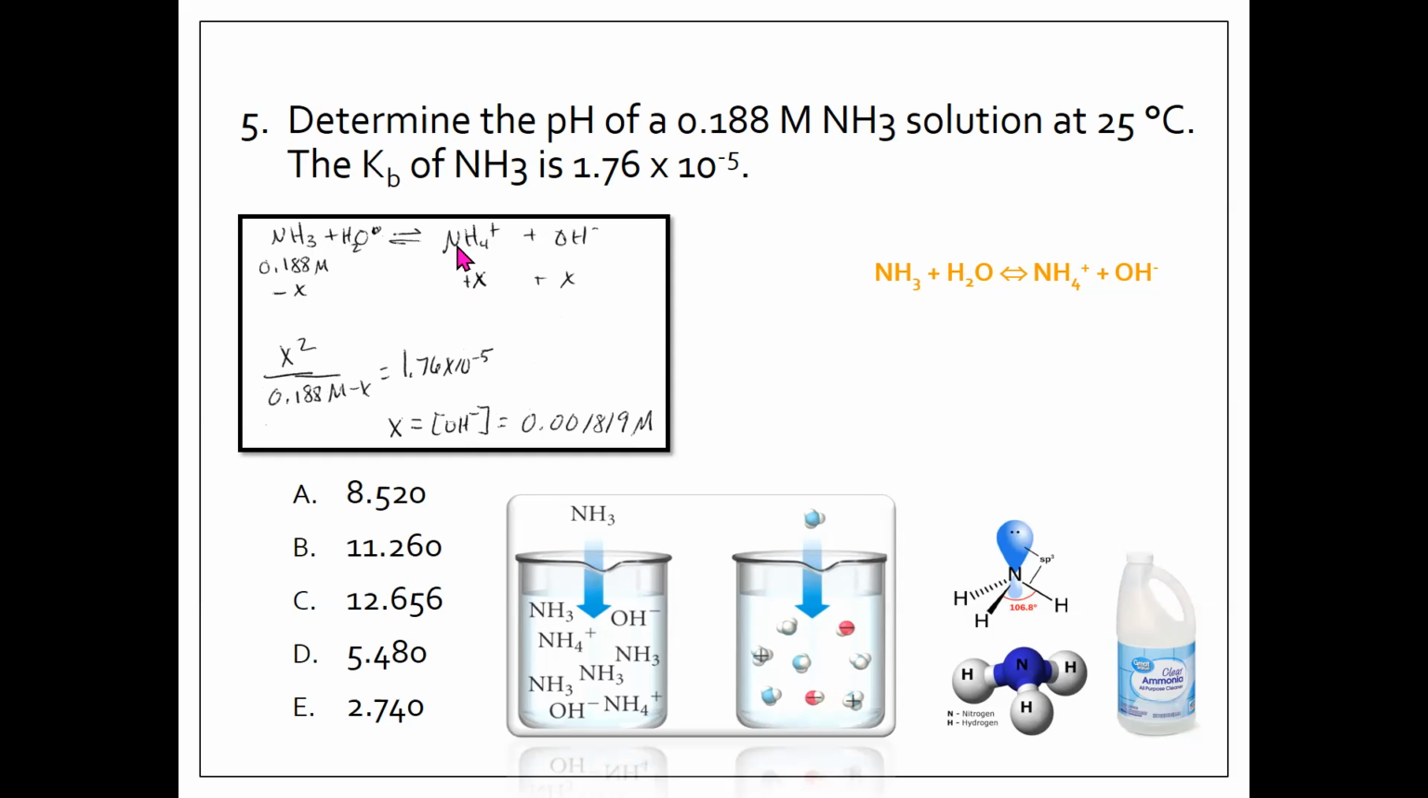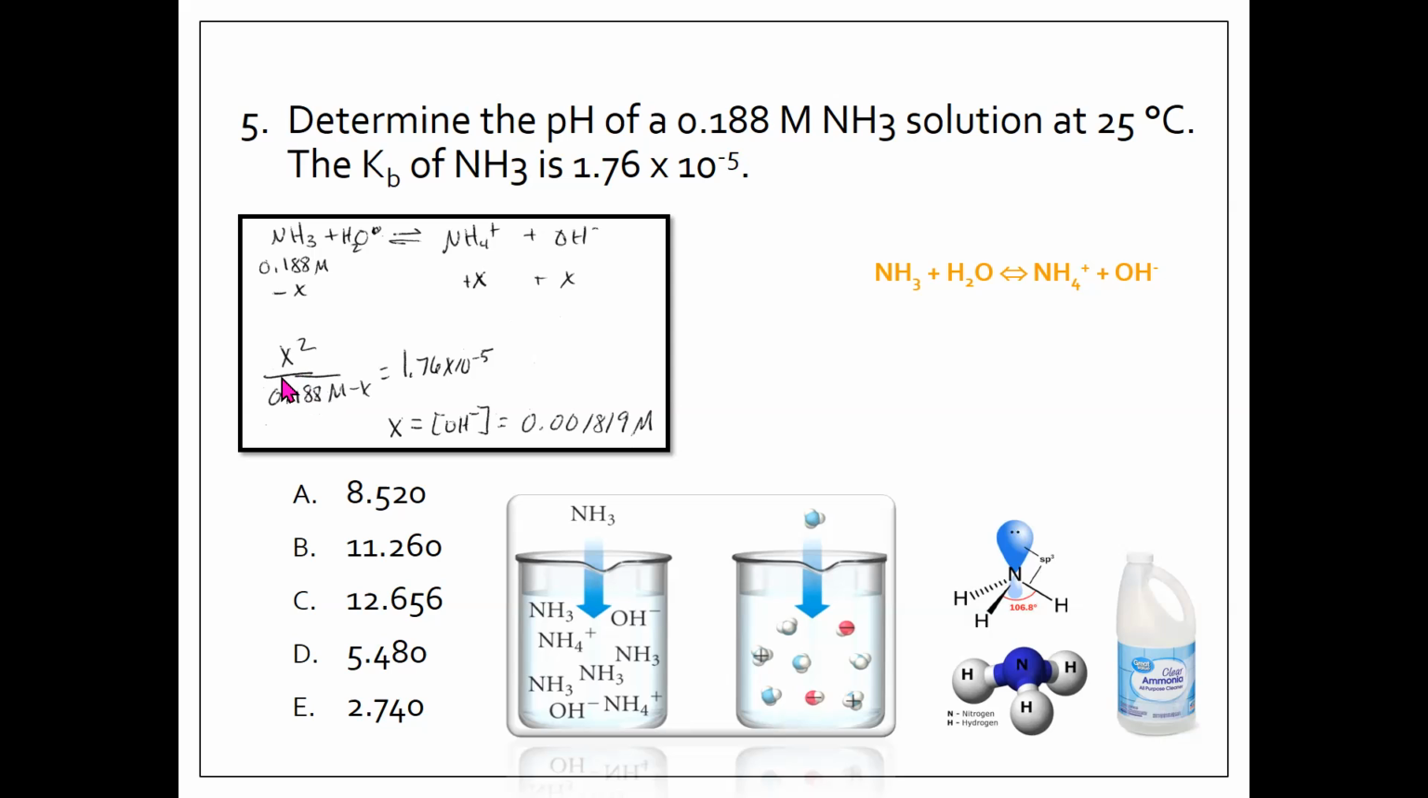So I'm starting with my RICE table, so my reaction. Initially I have 0.188 molar of the NH3. So we've got 0 of the NH4 and 0 of the hydroxide. I just didn't show them here. And since this is a weak base, we lose some, so minus X, plus X, plus X.